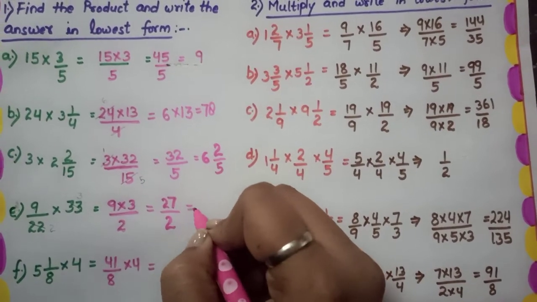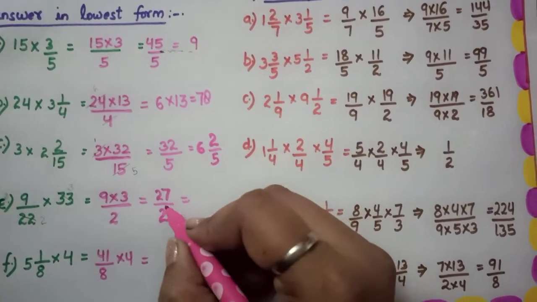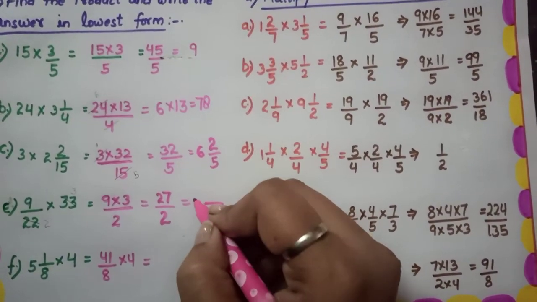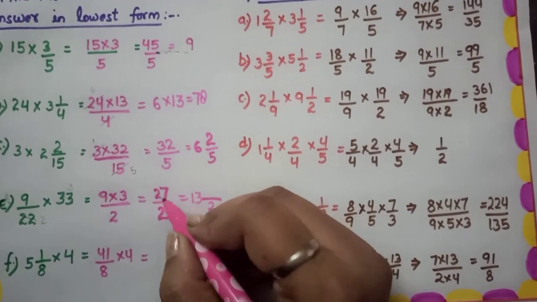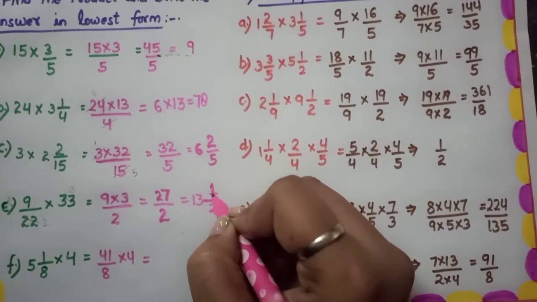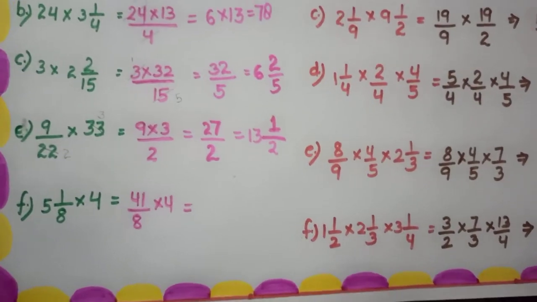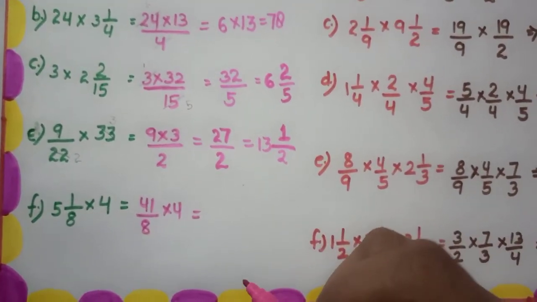Now again, as this is an improper fraction, let us convert it into a mixed fraction. 2 1s are 2 and 2 3s are 6 and only 1 is left to make it 27. So this is how we have converted the E part into a mixed fraction.